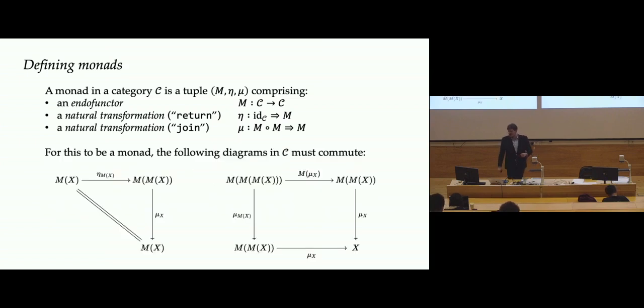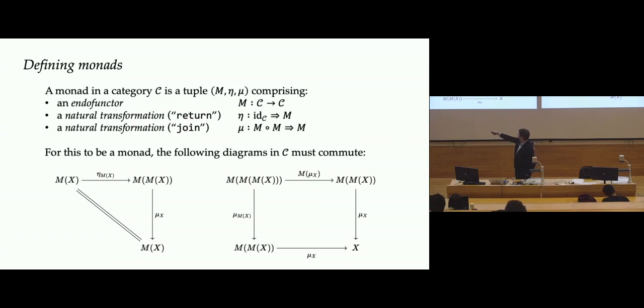Now for this to be a monad, it must satisfy certain axioms. Specifically, these two diagrams need to commute. So let's try to interpret them. If you have an object which is contained inside the endofunctor, and you use the first natural transformation to wrap another layer of computation around it, note that this eta is supposed to be more like an identity wrapper. It doesn't really change the object, it just wraps it into M.